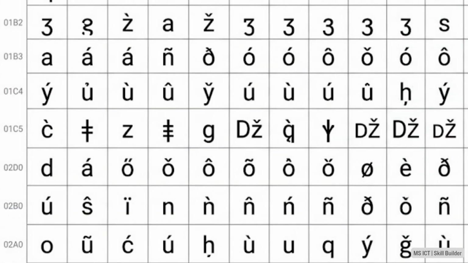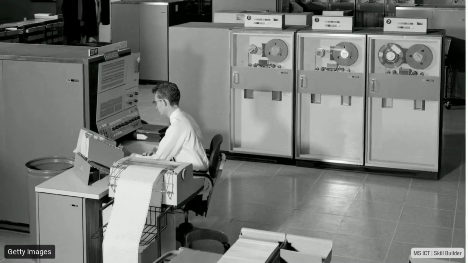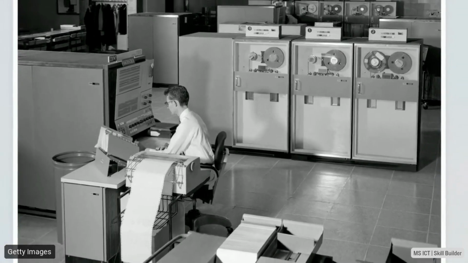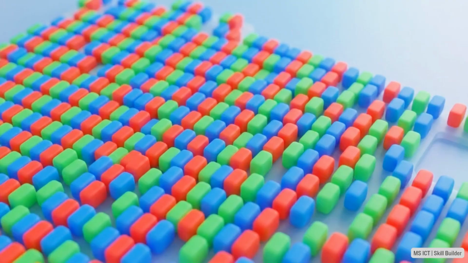Without this evolution in character sets, global digital communication would fail. Computers would remain isolated calculators, unable to parse or share the languages of the people using them. This logic extends directly to visuals. Screens display images through a massive grid of tiny, discrete dots called pixels.